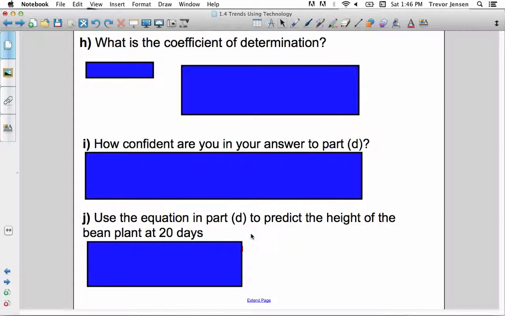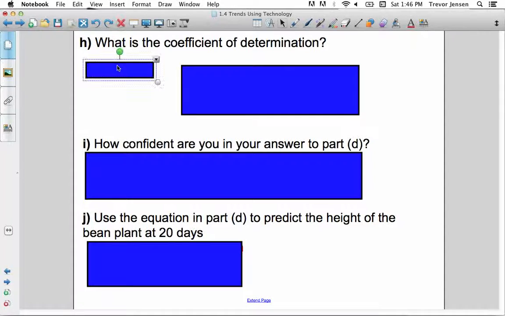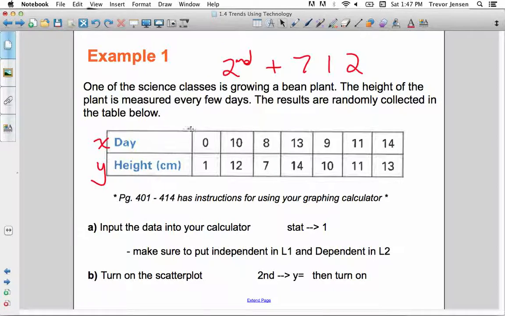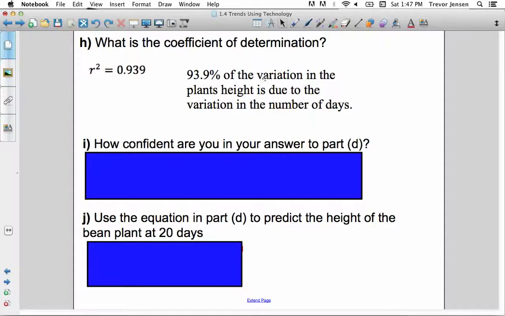Now let's get the coefficient of determination. And make sure you remember that the coefficient of determination is the r squared value. So basically the r value has been squared. And we have 0.939. Now what does that value mean? Remember that you have to multiply that value by 100 to get the percentage of the variation in y that is due to the variation in x. And you have to remember what our x and y variables are. Our y variable is height, and our x variable is days. So what it tells us is what percentage of the variation in height is due to the variation in the number of days. So let's go back and write that out. It tells us that 93.9% of the variation in plant height is due to the variation in the number of days.